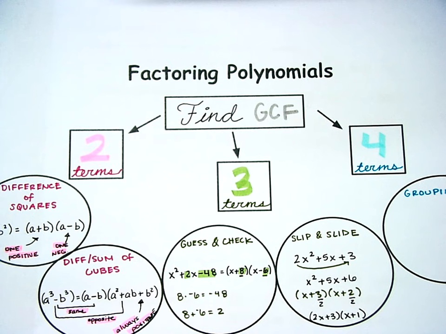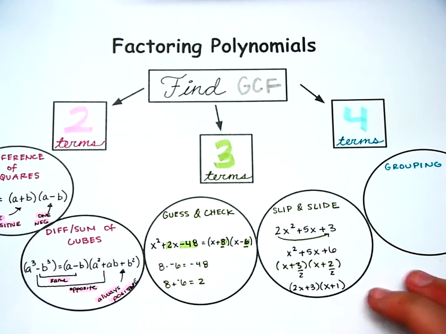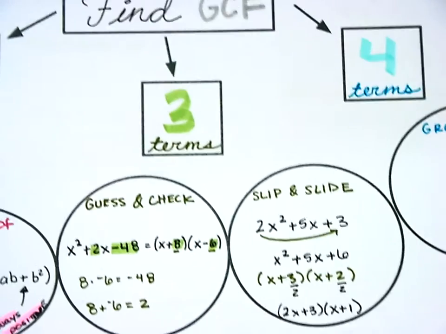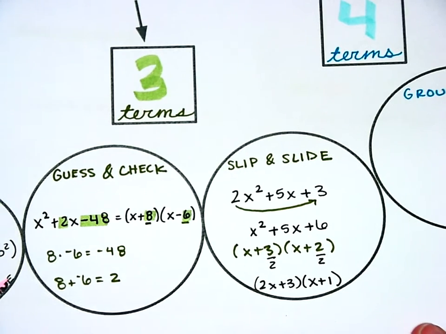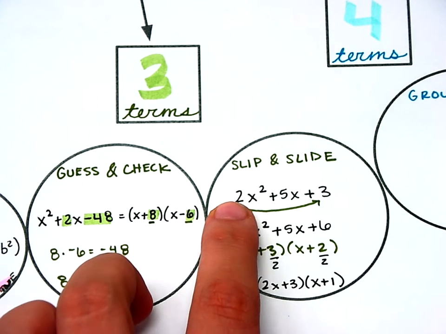This is our second video of 3, and today we are focusing on when our polynomials have 3 terms, or as we like to call them, trinomials. So we're going to go through 2 methods again. One method is when my leading coefficient is 1, and the other method is when it's not 1.